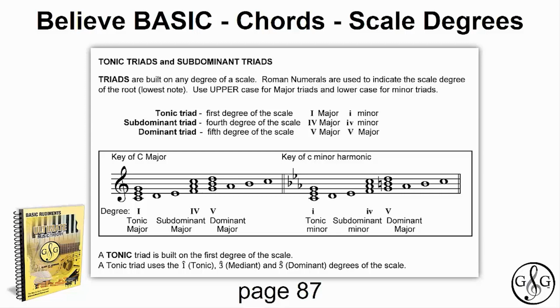Now, on page 87 of the Basic Rudiments Workbook, you are learning about triads built on various scale degrees, upper and lowercase Roman numerals to identify major and minor triads, and why a dominant triad is always major. This is the theory of music.